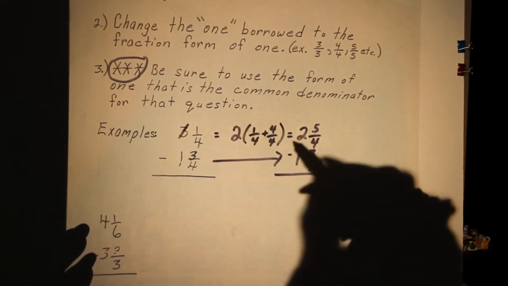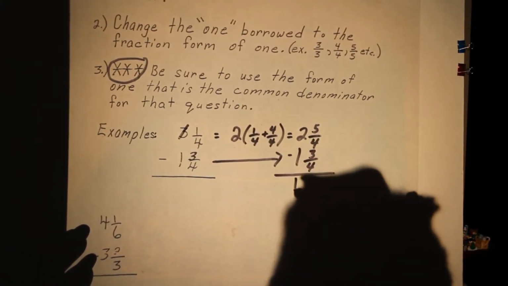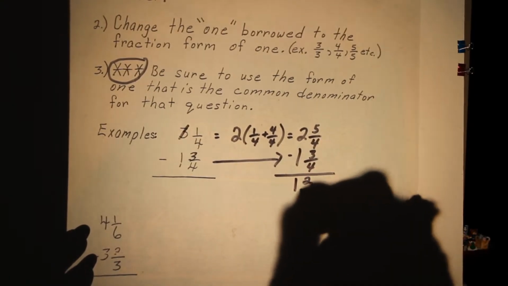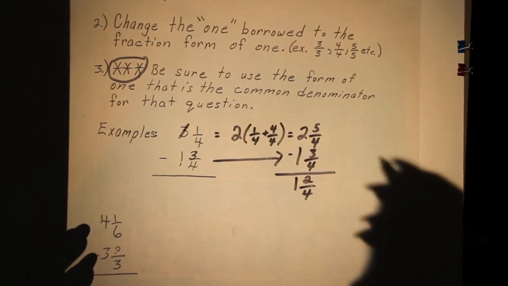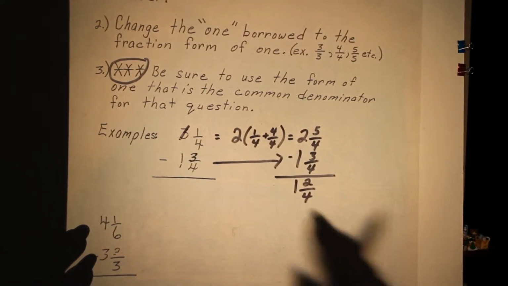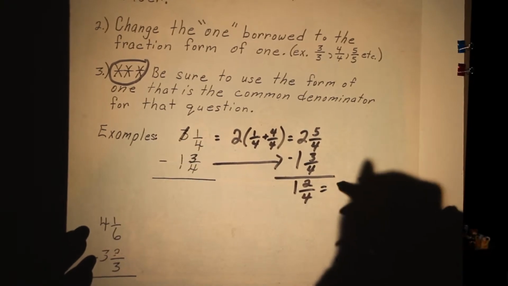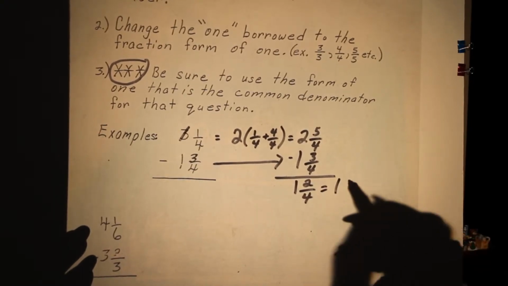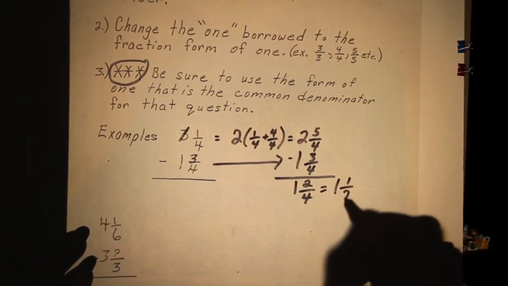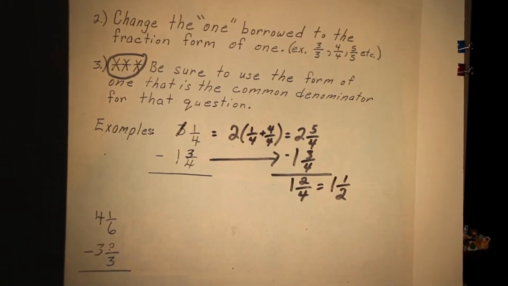Underneath, 2 take away 1 gives me 1. 5 take away 3 gives me 2. My common denominator is 4. And then all I have to do is reduce that fraction. 2 will go into 2 once. 2 will go into 4 twice. So I end up with 1 1/2.